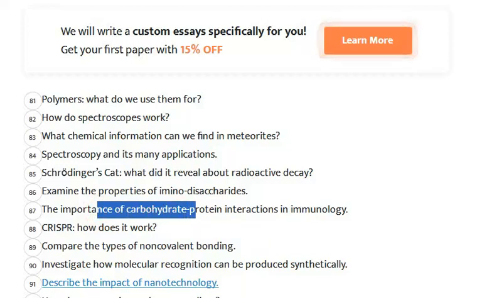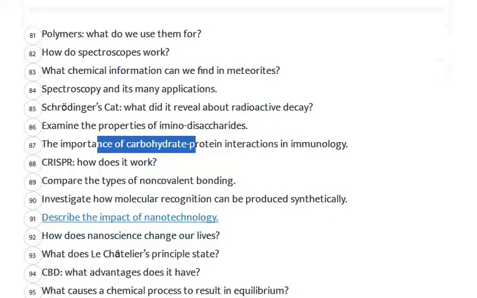CRISPR. How does it work? Compare the types of non-covalent bonding. Investigate how molecular recognition can be produced synthetically. Describe the impact of nanotechnology. How does nanoscience change our lives?